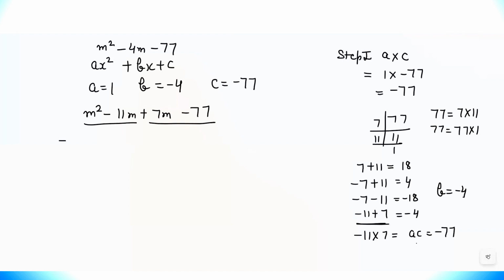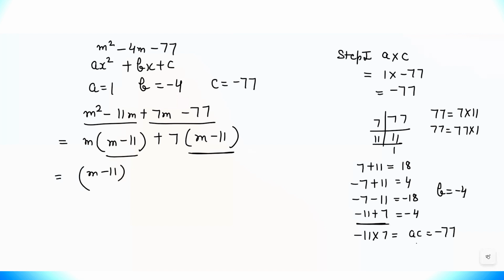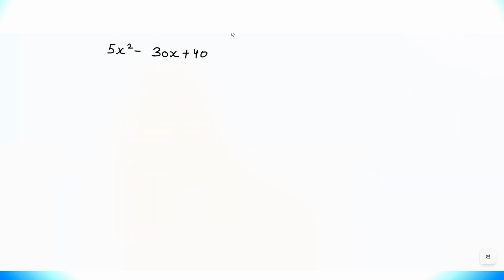Now from the first 2 terms, I can take m common. What is left? m minus 11. Similarly, from the second 2 terms, I can take 7 common. What is left? m minus 11 is left. You have to always take care whenever you are taking something common, these 2 terms should come the same so that we can take them common again. Now, m minus 11 is common. What is left? m plus 7 is left.